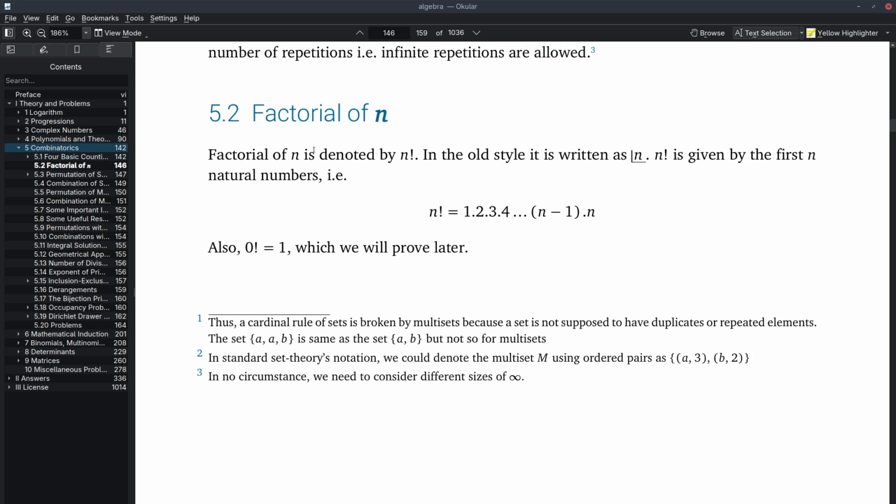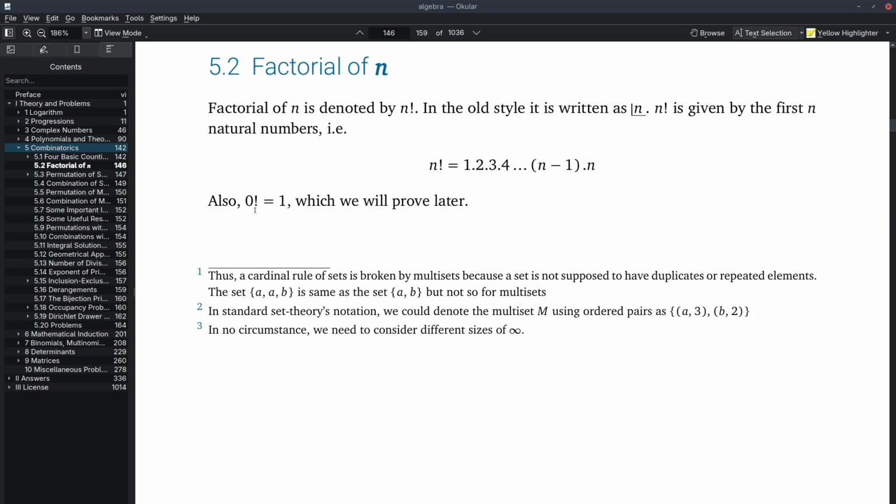Now I will go through factorial of n. Factorial of n is denoted by n exclamation mark. In the old style, it is written like this, and then there is a period, it is not multiplied. n factorial is the product of the first n natural numbers, that is, n factorial is equal to 1 times 2 times 3 times 4 up to n. And 0 factorial is 1. We'll see its proof. Okay.